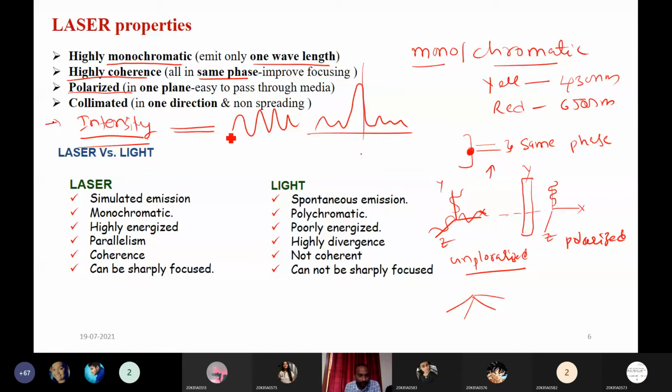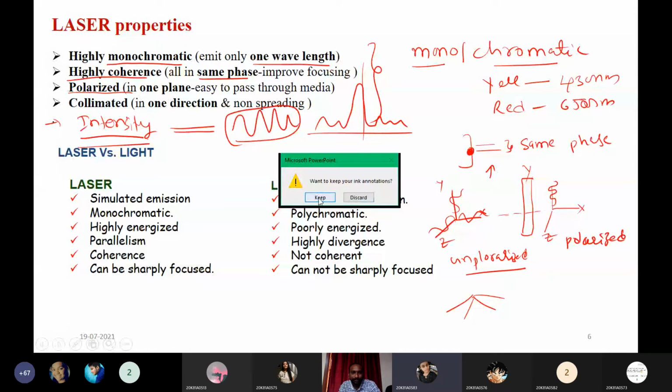If light is in the same phase, or you can say coherence, the light intensity will increase because of constructive interference. That's why a laser beam always has high intensity. Is this clear? These five are very important properties to distinguish normal light and laser light. Is this clear to you guys? Yes, sir. Okay, thank you.